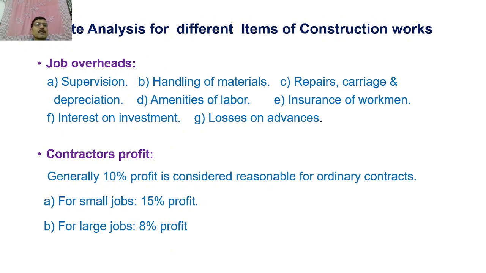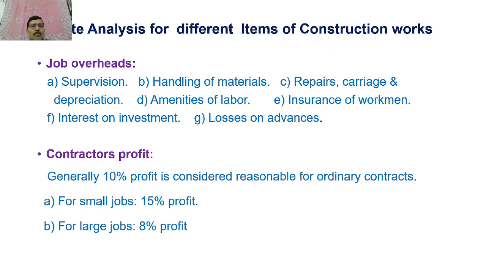The establishment, which includes office and staff, stationery, printing and postage, traveling expenses, telephone, rent and taxes, is included in general overheads. Then there are some specific job overheads, or job overhead expenses. They are supervision charges, handling of material, repairs and carriage and depreciation, amenities of labor, insurance of workmen, interest on investment, and losses on advances.